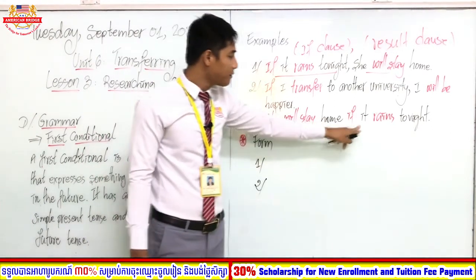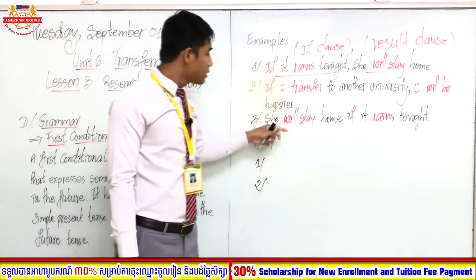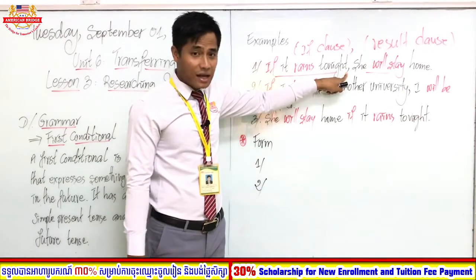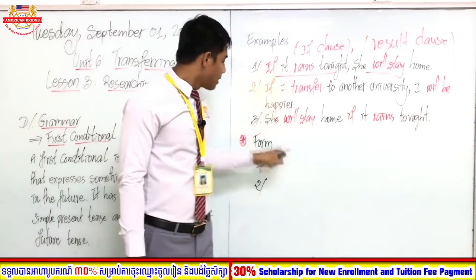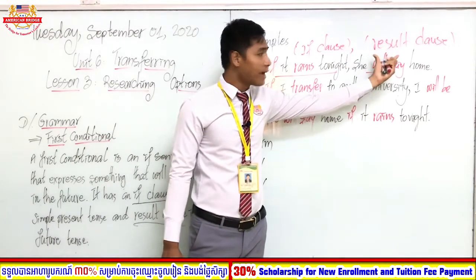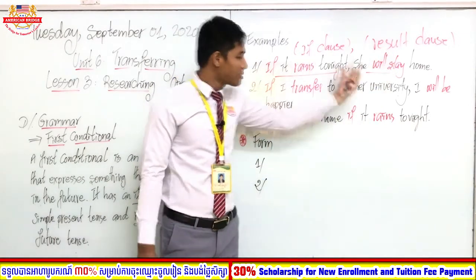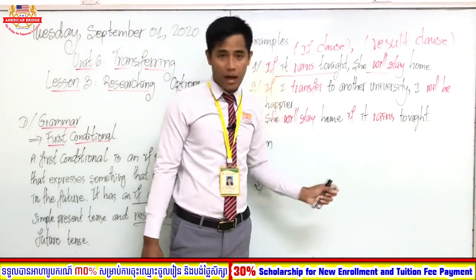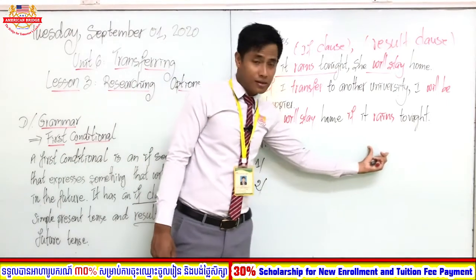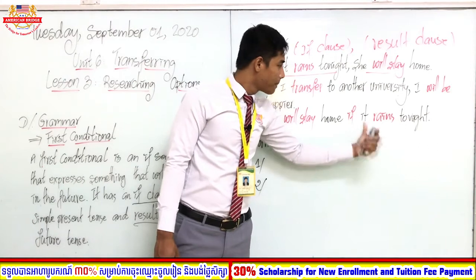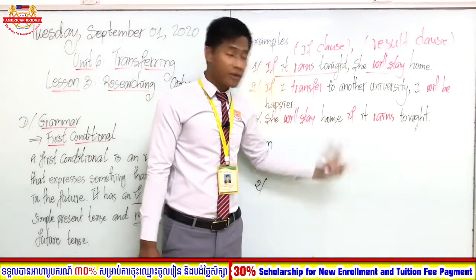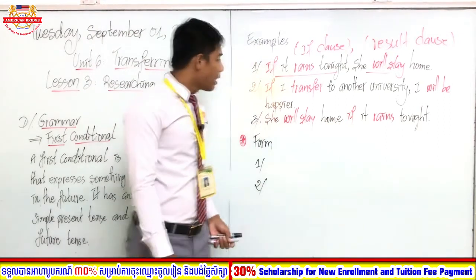She will stay home if it rains tonight. So look at this, students. In the first sentence, it has a comma in the middle. We can also write the result clause in front and the if clause at the back, with no comma. If we write the result clause after, there is no comma.